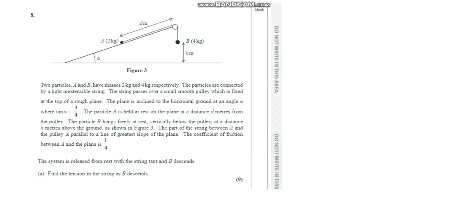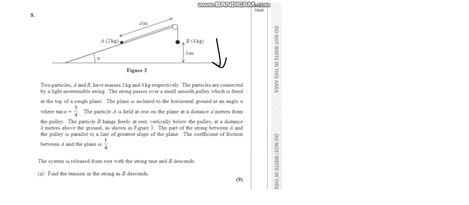To solve this kind of question, we have to go back to the question and look at the things they have asked us. They told us to find the tension in the string as B descends. So when B is here, I'll mention it here, and when B goes down, A moves up with the same speed. You can say they are moving together, but we have to find the tension in the B part.